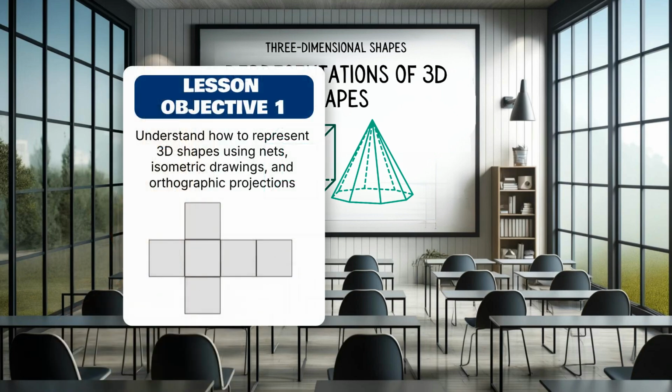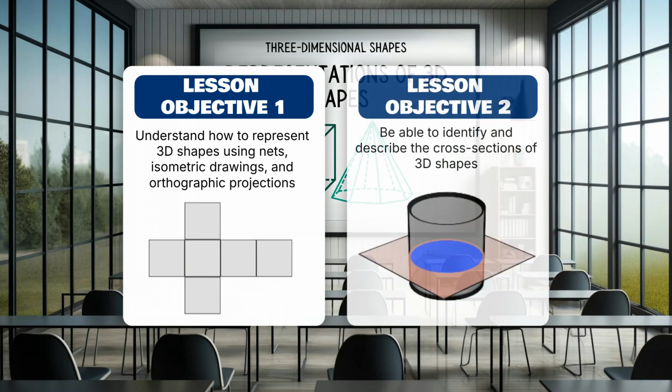We'll start by understanding how to represent 3D shapes using various methods like nets, isometric drawings, and orthographic projections. We'll explore what happens when we slice through a 3D shape and learn to identify and describe the resultant cross-sections.